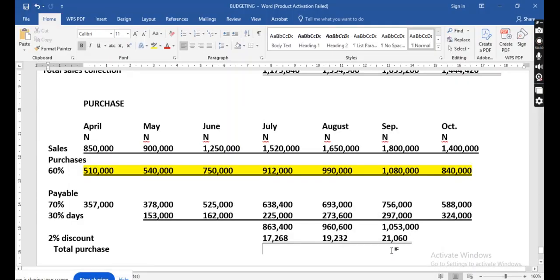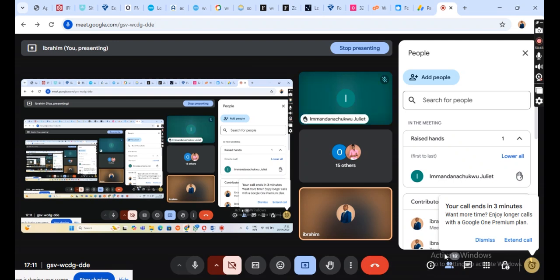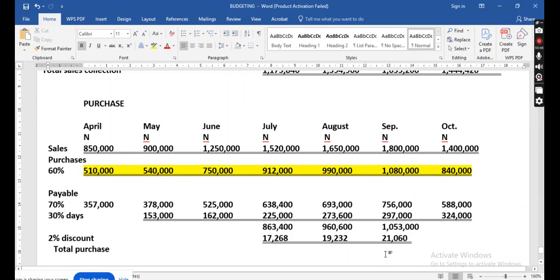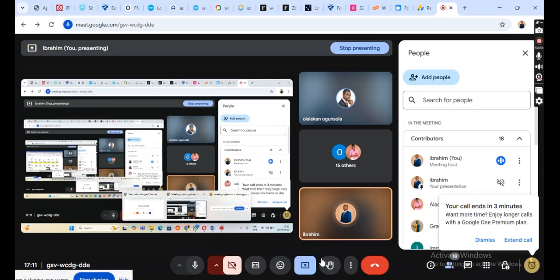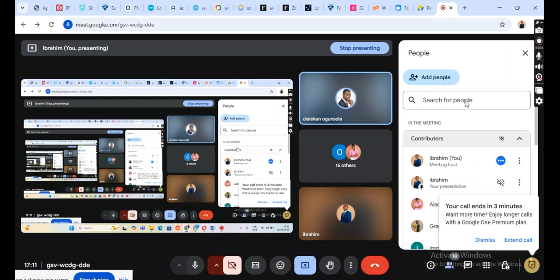So now let's check what we do. Let's check it again. Okay. So, is it 3 minutes? Okay, it's 3 minutes. Now, Juliet, what happened? So the figure for August is 19,332. So let's create another link, so that we'll look at it again together.